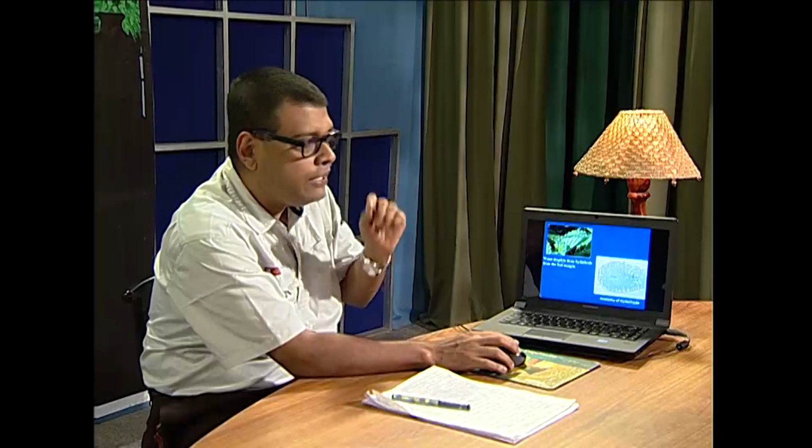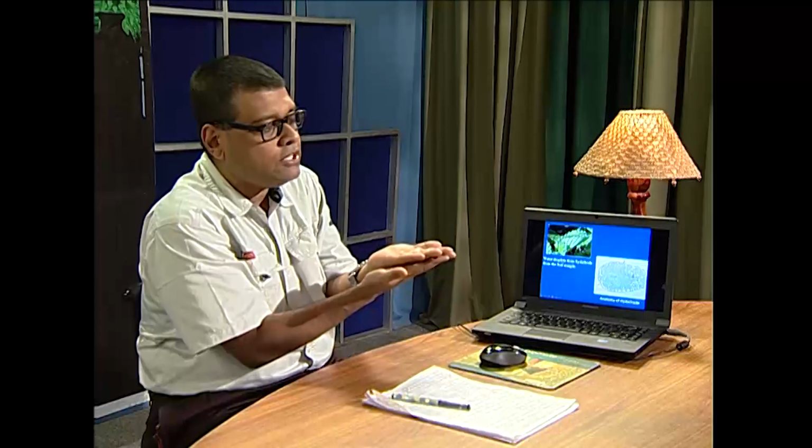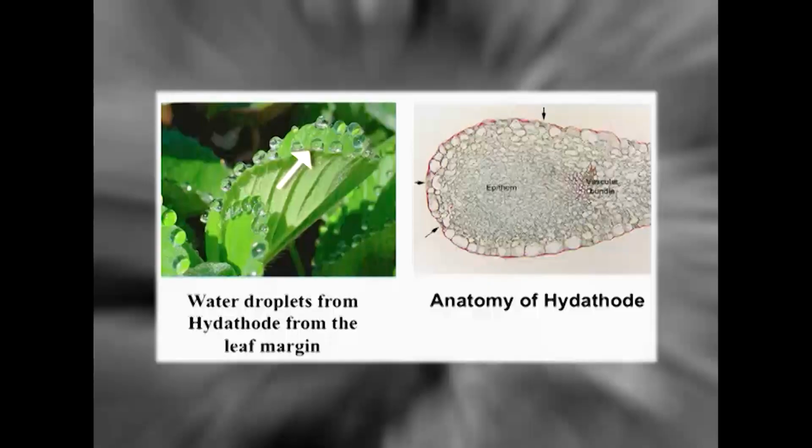But the important fact is this water will not be liberated on the surface, but on the margin. It will be accumulated like dewdrops. So this type of opening, this type of surface will add dynamism to the leaf surface.